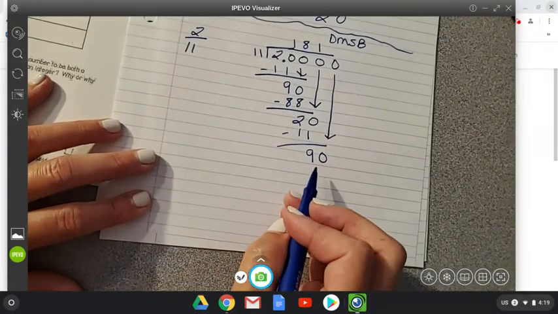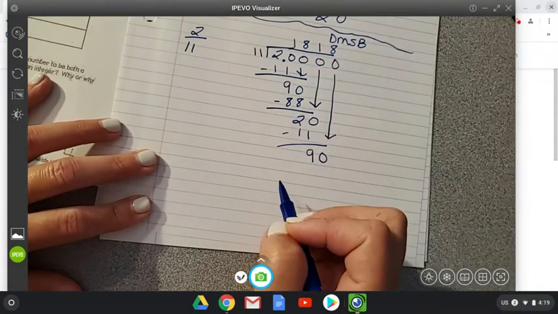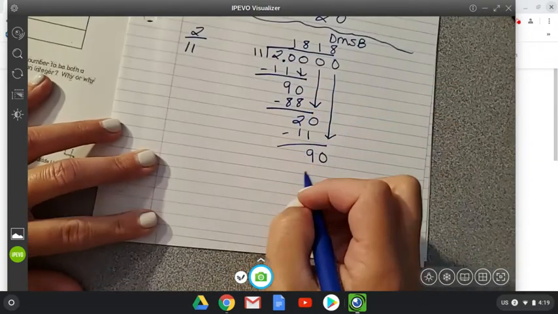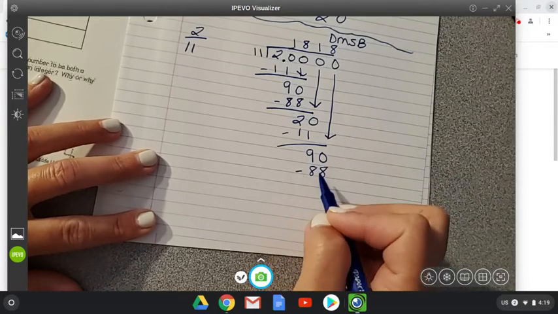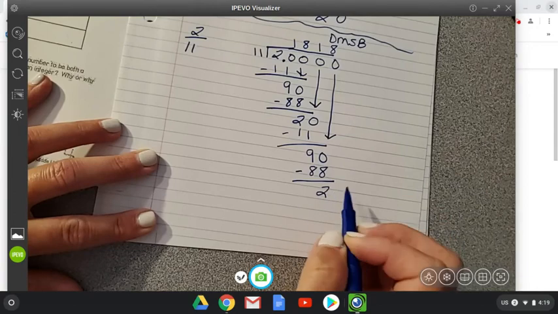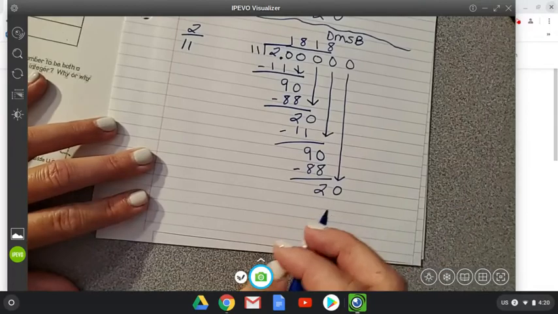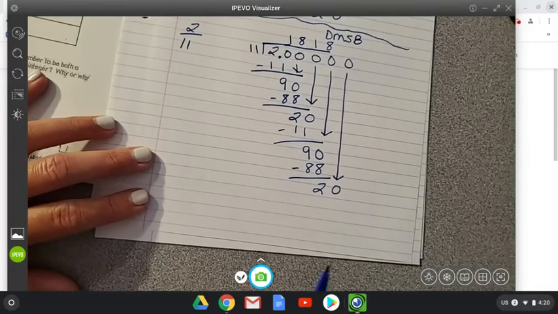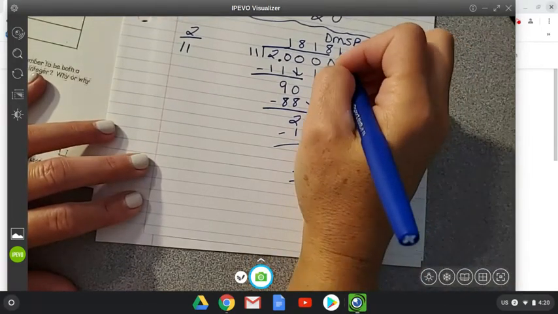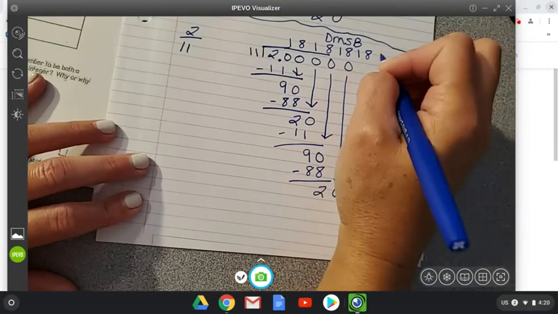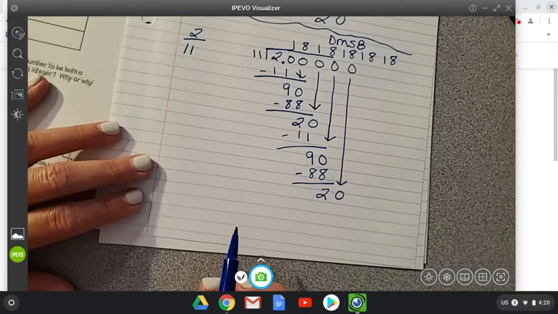11 divided into 90 is 8, right? And now we multiply. 11 times 8, 88. And now we subtract. 90 minus 88 is 2. And then we bring down. And as you can see, we are just going to keep getting the same thing over and over. We are going to keep getting 1, 8, 1, 8, 1, 8. So that is a decimal that repeats.